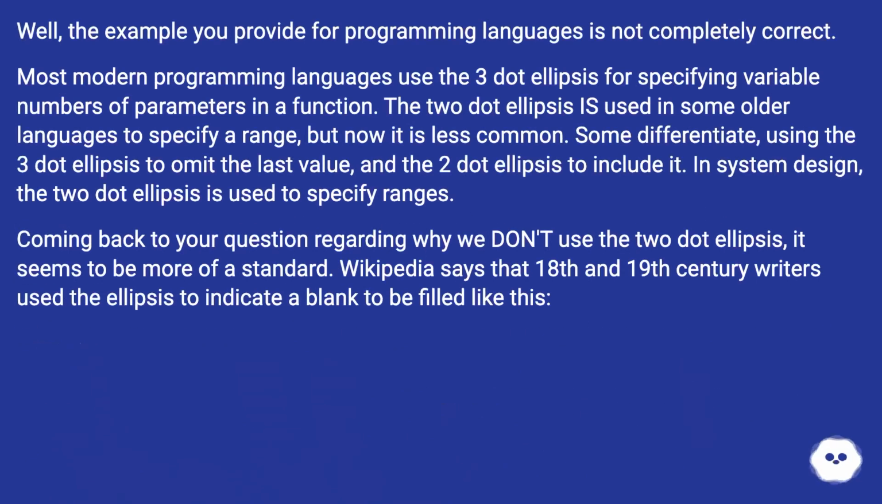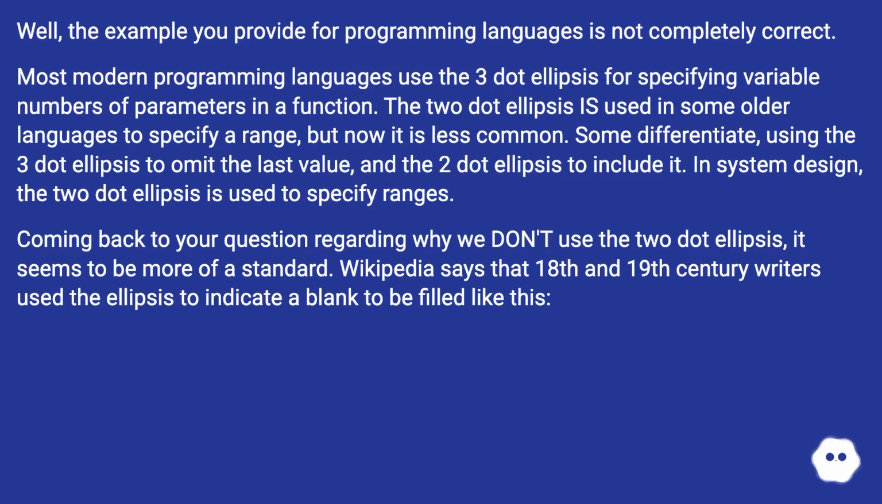Well, the example you provide for programming languages is not completely correct. Most modern programming languages use the 3-dot ellipsis for specifying variable numbers of parameters in a function. The 2-dot ellipsis is used in some older languages to specify a range, but now it is less common. Some differentiate, using the 3-dot ellipsis to omit the last value, and the 2-dot ellipsis to include it. In system design, the 2-dot ellipsis is used to specify ranges.